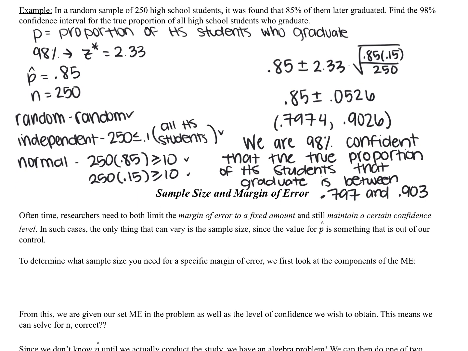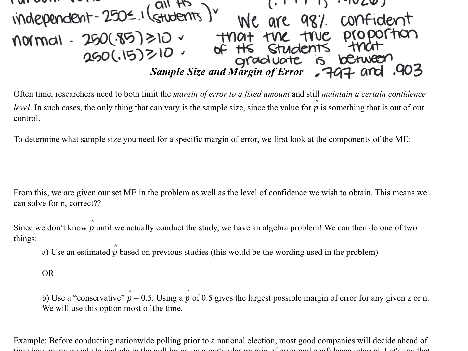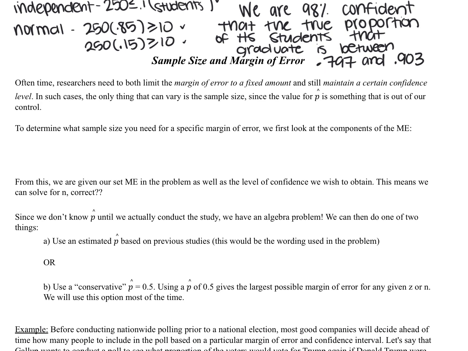The last thing we have to discuss is sample size and margin of error. So in the field where confidence intervals and significance tests are run, researchers need to limit the margin of error to a fixed amount, but still maintain a certain confidence level. So the only thing that you can then vary and thus control is your sample size, because the value for p-hat is something that's out of control. Like, you don't know what your sample proportion is going to be, so you can't control it.